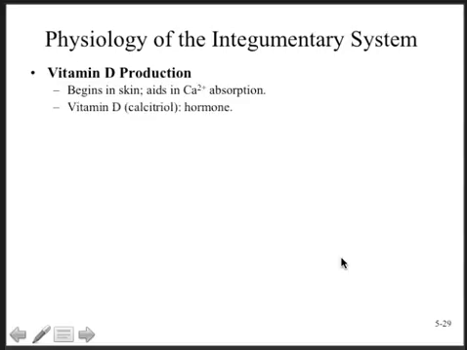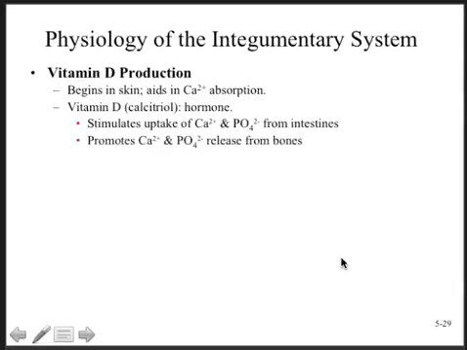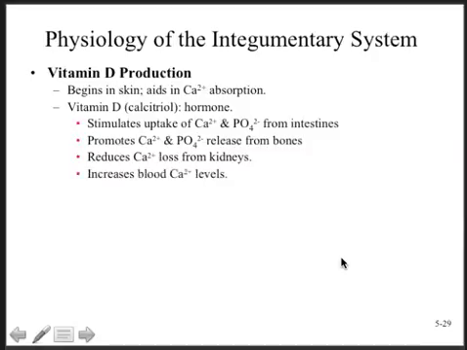Vitamin D in the form of calcitriol is essentially a mineralization hormone. It stimulates the uptake of calcium and phosphate from the intestines, and it promotes calcium and phosphate release from the bones. And so what happens here is that blood calcium levels will rise under the influence of calcitriol. It reduces calcium loss from the kidneys, and this all serves to increase plasma calcium.